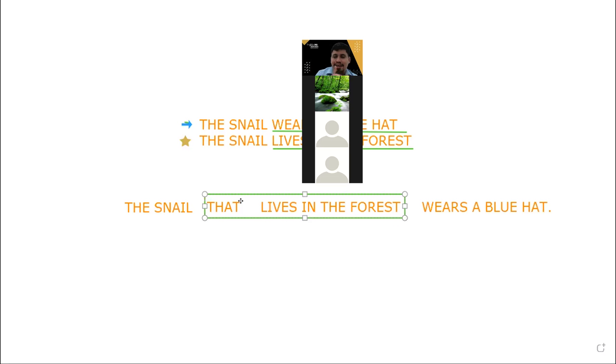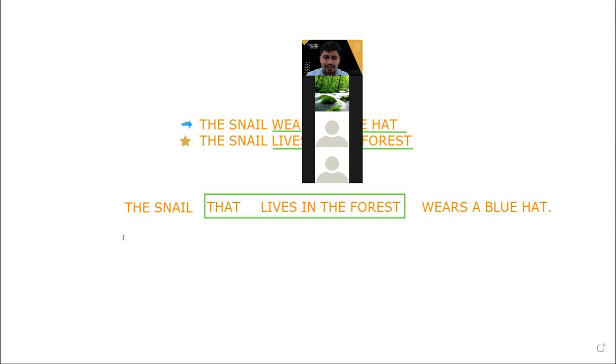Or also, it can be the opposite. The snail that wears a blue hat lives in the forest. So, is it possible to use the first one as the main clause and the second one as the relative clause, or the opposite? The second one as the main clause, and the first one as the relative clause? Okay. Is it clear? Go ahead.